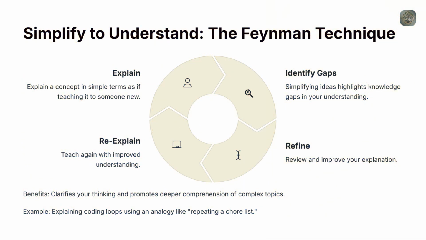The Feynman Technique is about simplifying complex ideas by explaining them in simple terms, as if teaching someone new. For example, if you're learning coding, try explaining how a loop works using an analogy like repeating a chore list. This method highlights gaps in your understanding and forces you to clarify your thinking. If you struggle to explain a concept, revisit the material, refine your explanation, and try again. It's a powerful tool for mastering difficult topics.